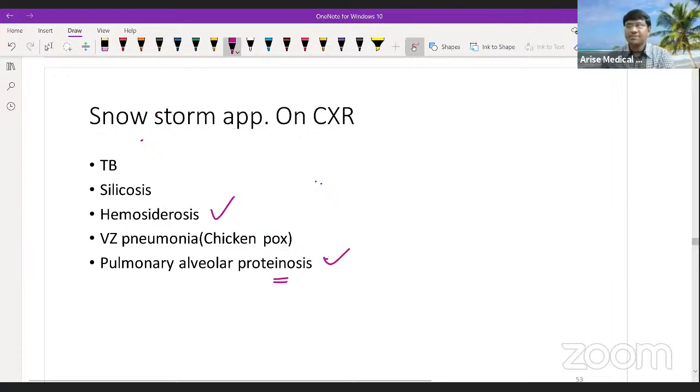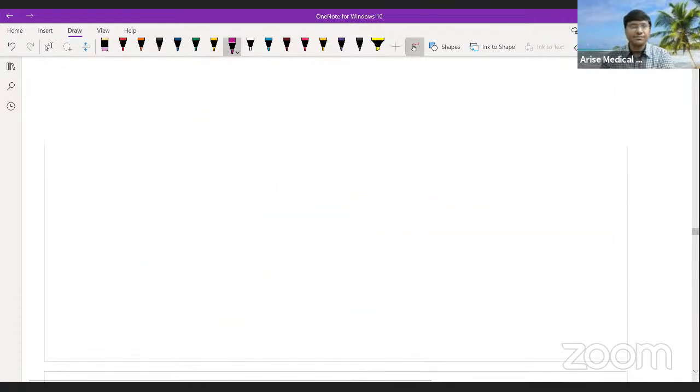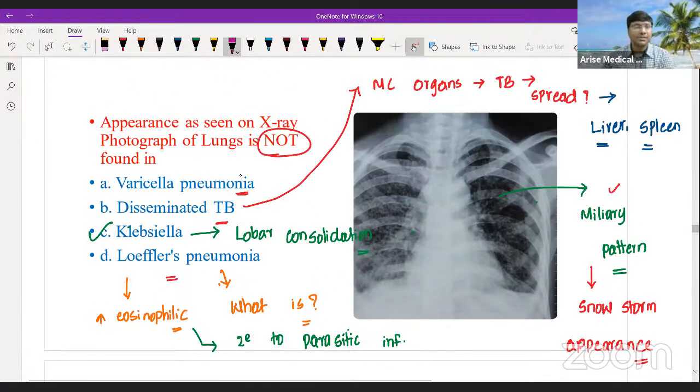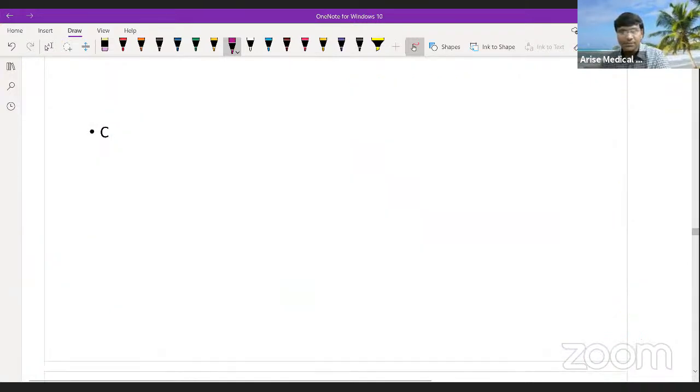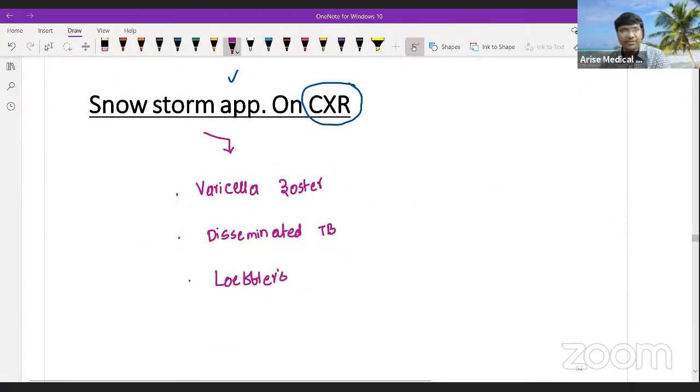And what has been asked in the question? The appearance as seen on the X-ray photograph of the lung is not seen. What is that X-ray photograph? Miliary tuberculosis. And where will you not have it? In Klebsiella. Why? Because in Klebsiella, you have lobar consolidation. Next. Now, we will move on to the next image.